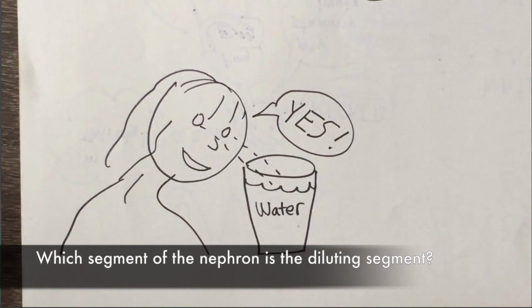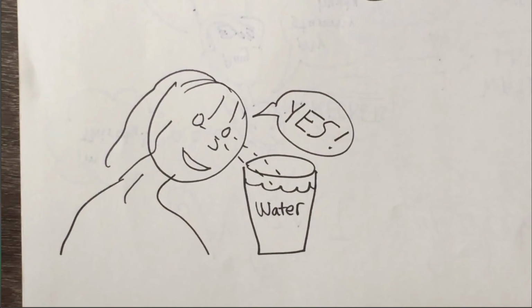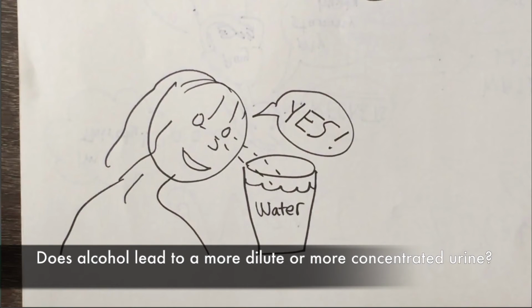Which segment of the nephron is the diluting segment? The thick ascending limb. Does alcohol lead to a more dilute or more concentrated urine? Alcohol leads to a more dilute urine.